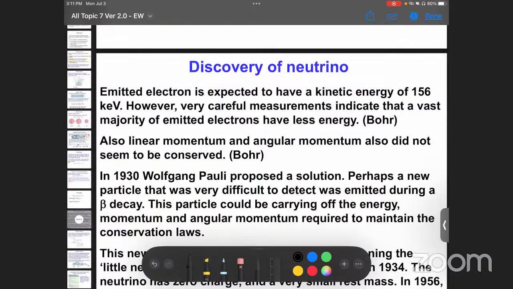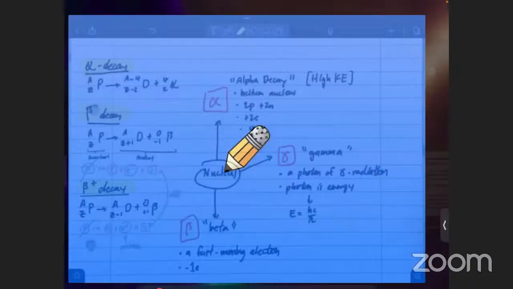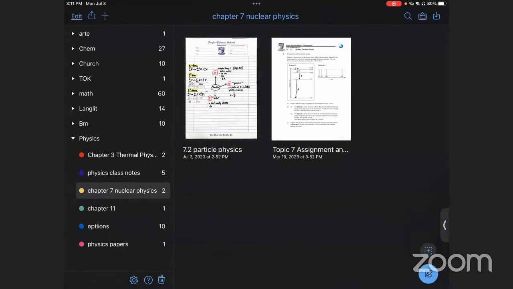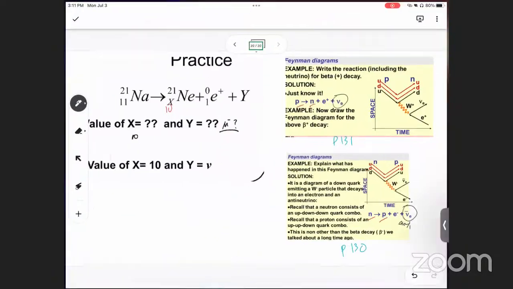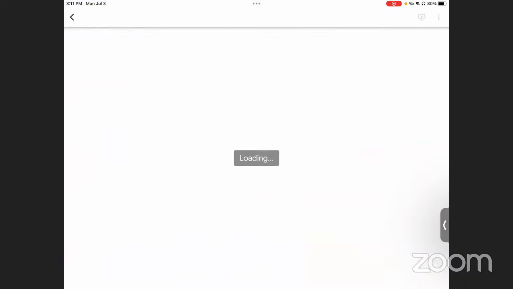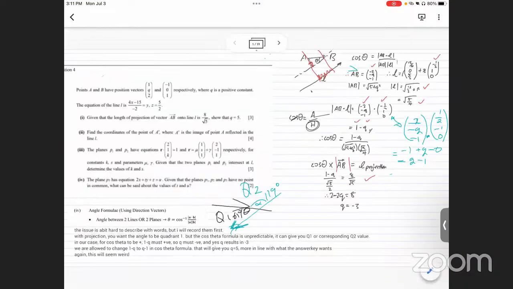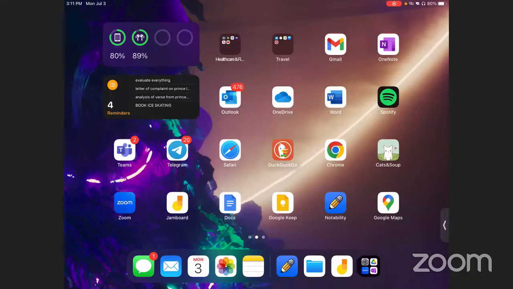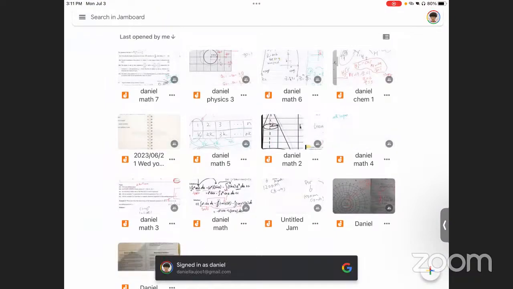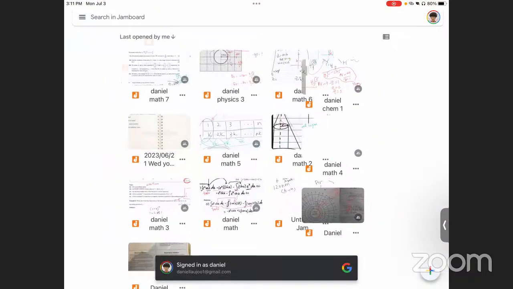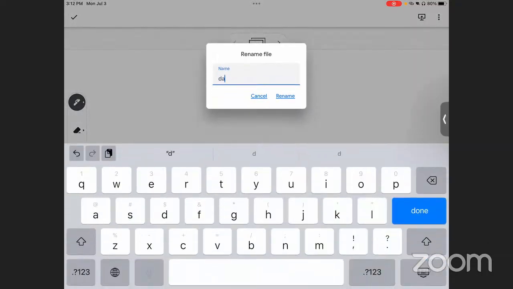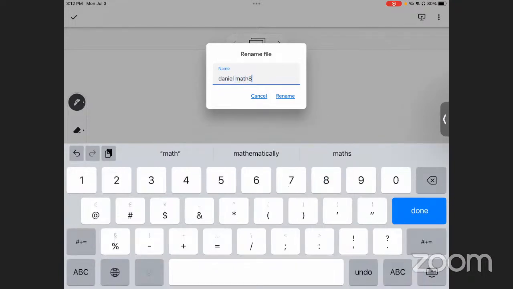Okay, right. So Jamboard, I'll go to the math. Math 7. Oh, it's page 19 already. So maybe you want to make a new one? Right. Okay. Do make one and share with me. Math 8, I believe.